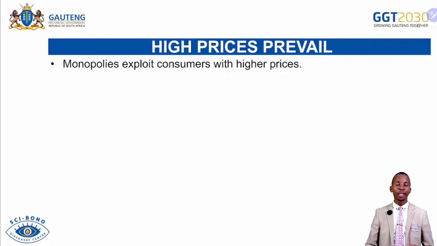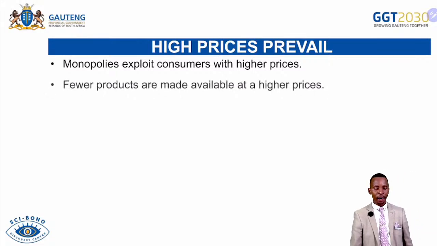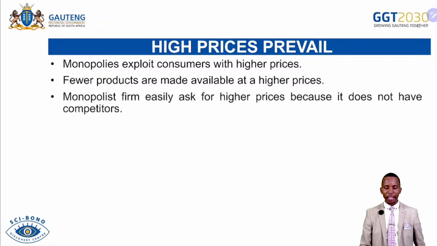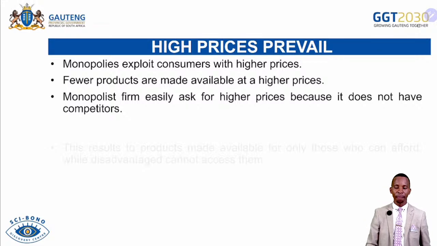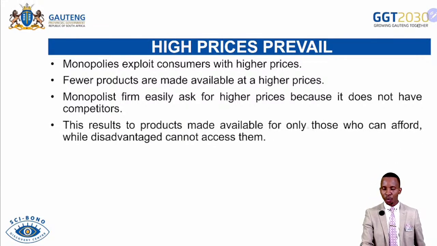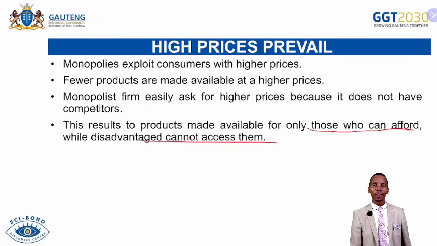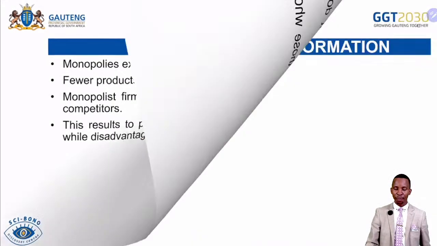It will always increase the price to restrict the output. Monopoly exposes consumers to higher prices, and then fewer products are made available at higher prices. And then a monopoly firm can easily ask for higher prices because it does not have a competitor. This results in products being made available only to those who can afford them, while disadvantaged people cannot access the product. So this leads to the product being accessible to only those that can afford it because prices tend to be higher.